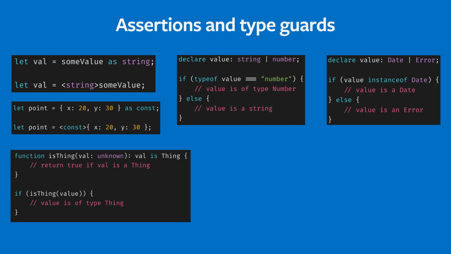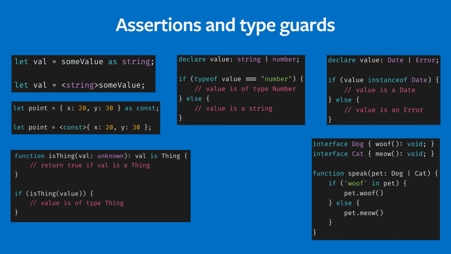The next thing is also some weird stuff related to checks. Basically, you can add some logic in your TypeScript code. For example, you can specify a function which gets a value of unknown type, and it will return true or false based on whether the value is a thing or not. Inside that function, you will probably use instanceof or something else to do this check, but you can also add this check in TypeScript and change your logic. This also goes for a declaration with value string or number. If it's a number, it will run one code. If it's a string, it will run another code. The same works with instanceof and with "woof" in pet.